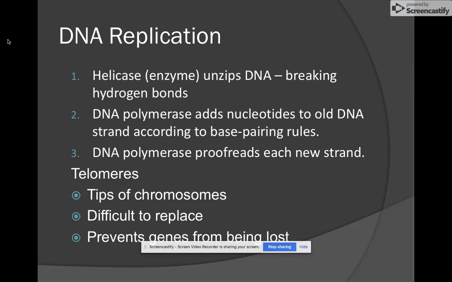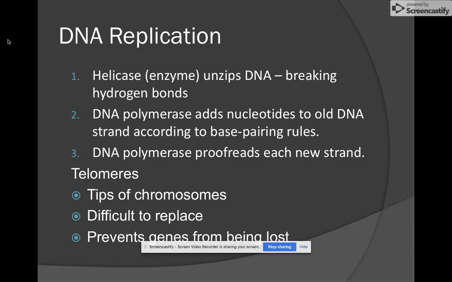So let's kind of recap again. Helicase is going to come through and unzip the DNA, it breaks the hydrogen bonds. And then polymerase comes through, adds the new nitrogen bases according to the base pair rules. And DNA polymerase can also proofread each new strand. You obviously don't have to write that again. You just wrote it. You can if you want to, but you don't have to.